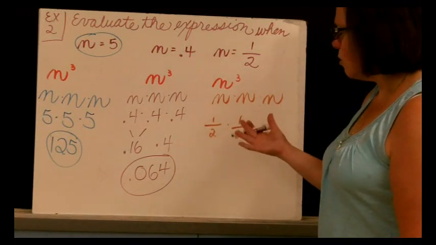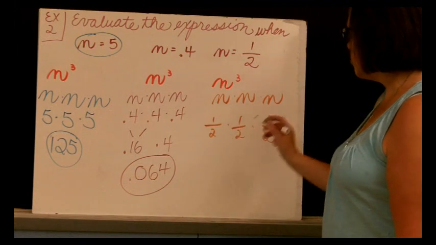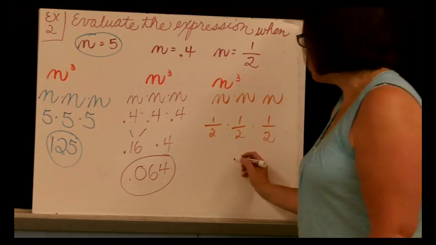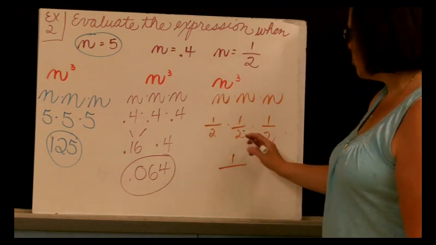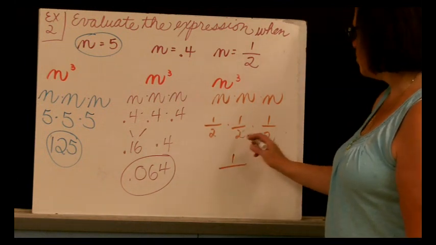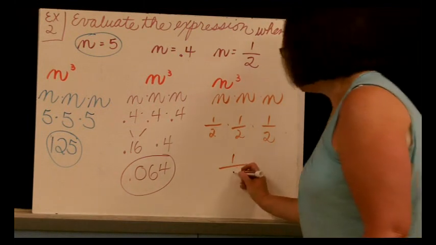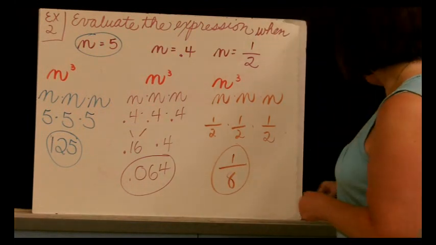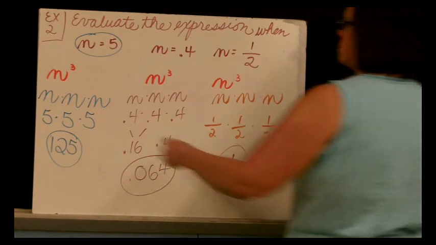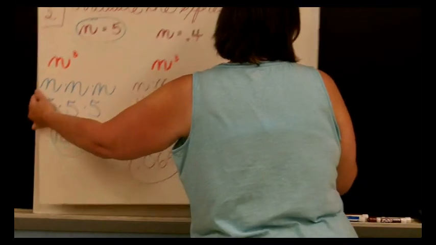But when you are multiplying fractions, you first multiply your numerators. 1 times 1 times 1 is 1. And then multiply your denominators. 2 times 2 times 2 is 8. Final answer, 1/8. Now example 3.